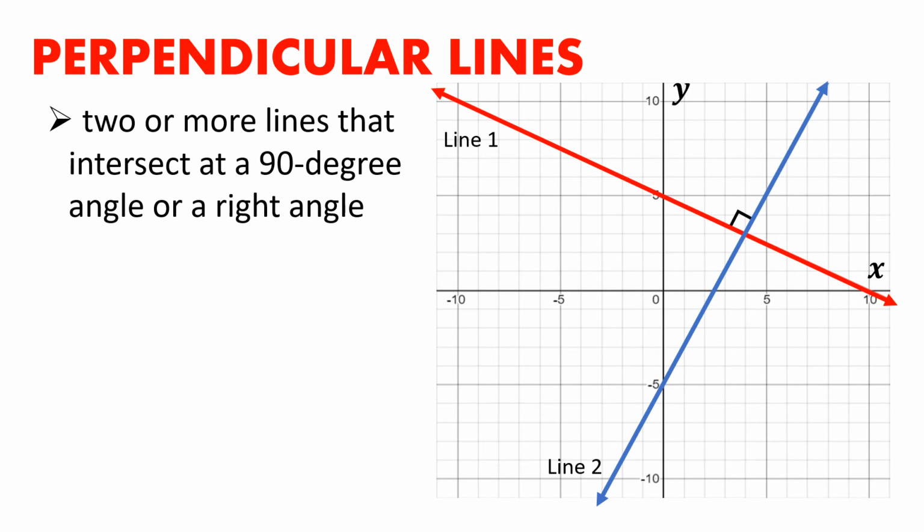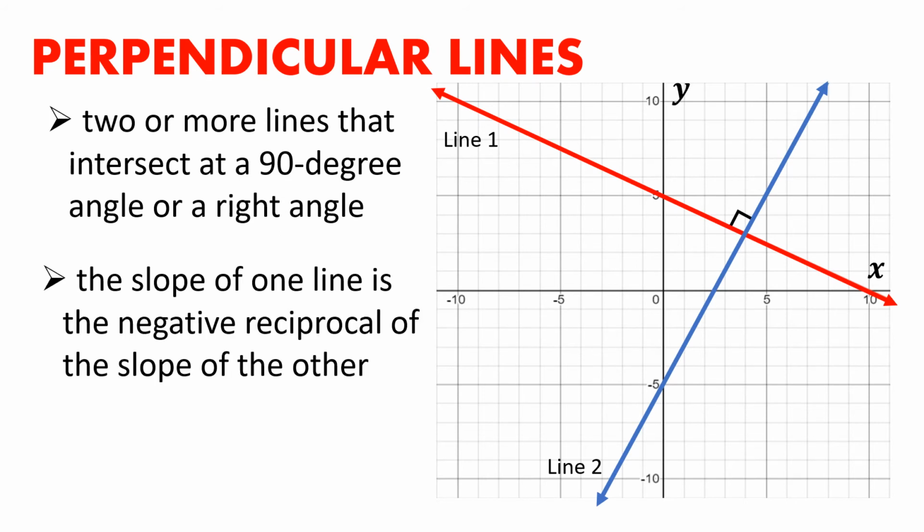Two non-vertical lines are perpendicular if the slope of one line is the negative reciprocal of the slope of the other. In symbols, if m1 is the slope of one line and m2 is the slope of the other line, m2 should be equal to the negative of 1 over m1. Let us take a look at some examples.